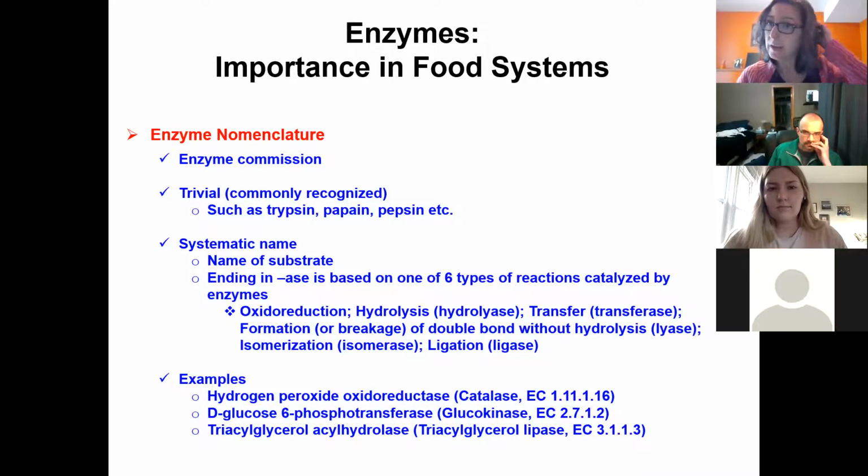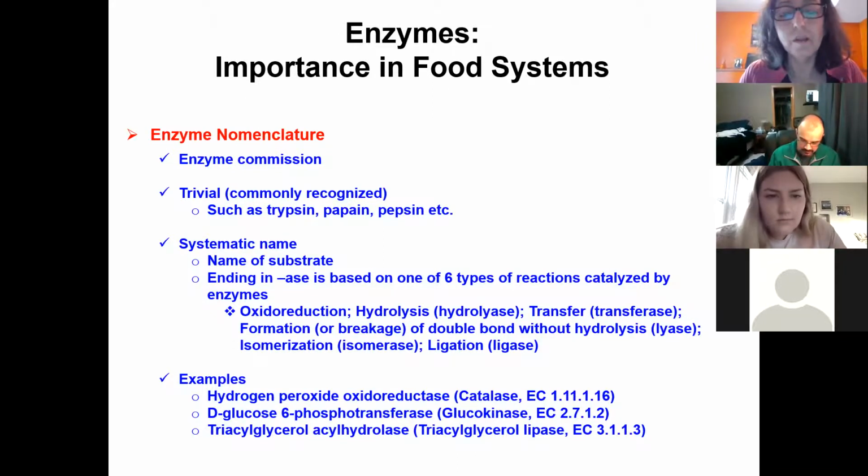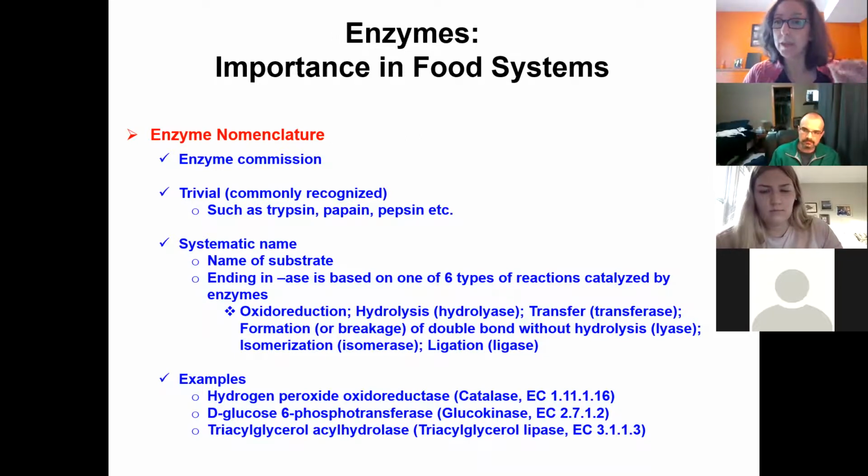Isomerization reaction, isomerase, such as the isomerase used to convert glucose to fructose. So you need an isomerase to change it; it's an isomer formation. Fructose is an isomer of glucose. Last, you have the ligase, which is basically an enzyme that catalyzes the formation of covalent bonds between two molecules. It's not very common in food application, but it is a group of enzymes.